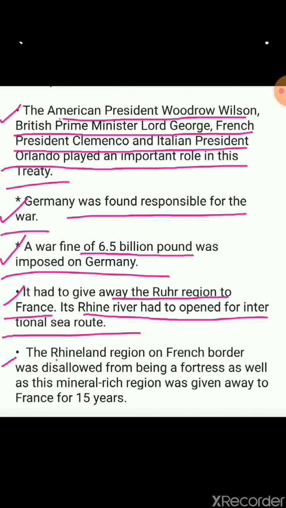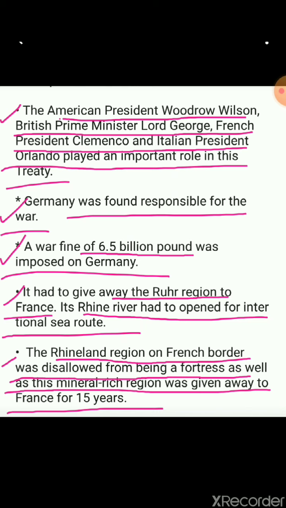Then next, the Rhineland region on the French border was disallowed from being a fortress, and the mineral-rich region was given away to France for 15 years. The Rhineland region, on the border of France, was disallowed from being fortified. The mineral-rich region was to be given to France for 15 years, and Germany had to do it.